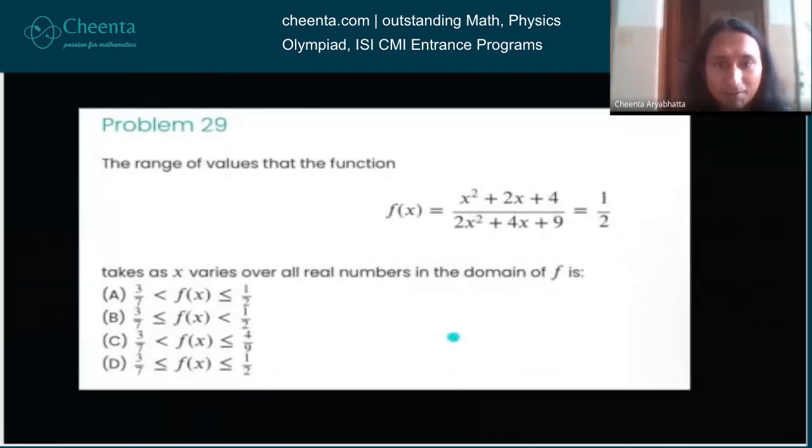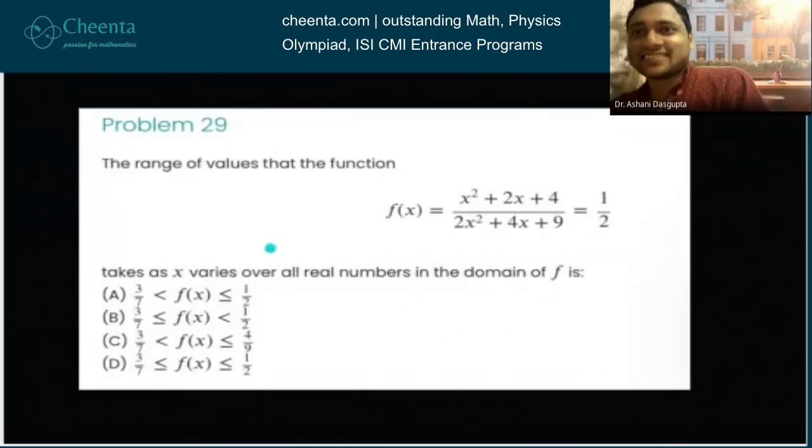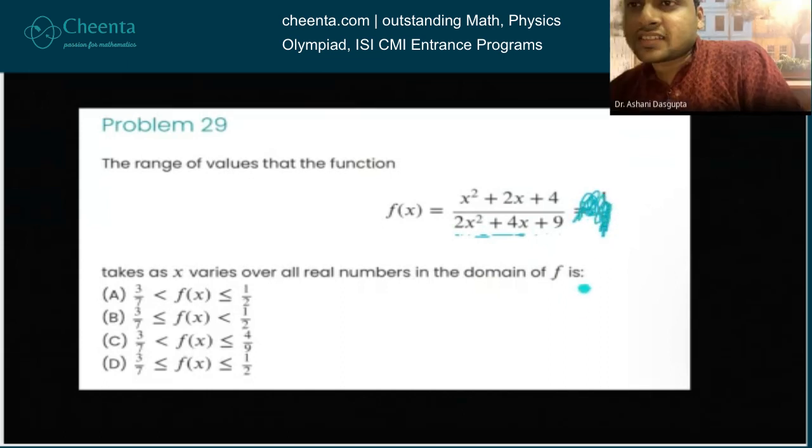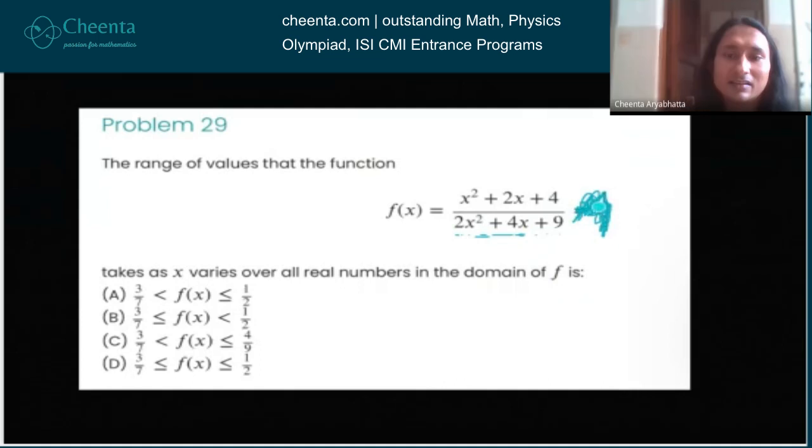29. So what we are going to do is, clearly the denominator almost looks like a multiple of the numerator. Almost, not exactly. So we want to actually find out the domain. I think this part is not there, because it does not make any sense. This is a typo, an error.